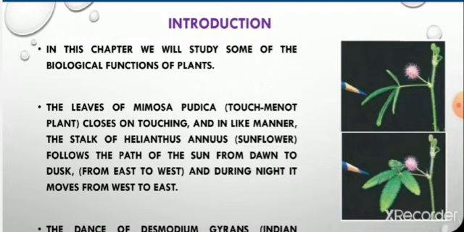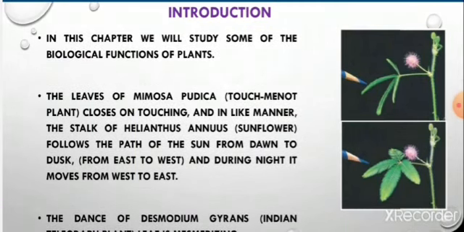What is Mimosa pudica? You can see that plant on the screen. Thottal Sinungi, touch-me-not plant. Now when you touch the plant, even if you give a small vibration to that plant, the leaves immediately close. What is the principle behind the closing of the leaves immediately due to that external stimulus? What do you mean by external stimulus? Veli thoondugol.